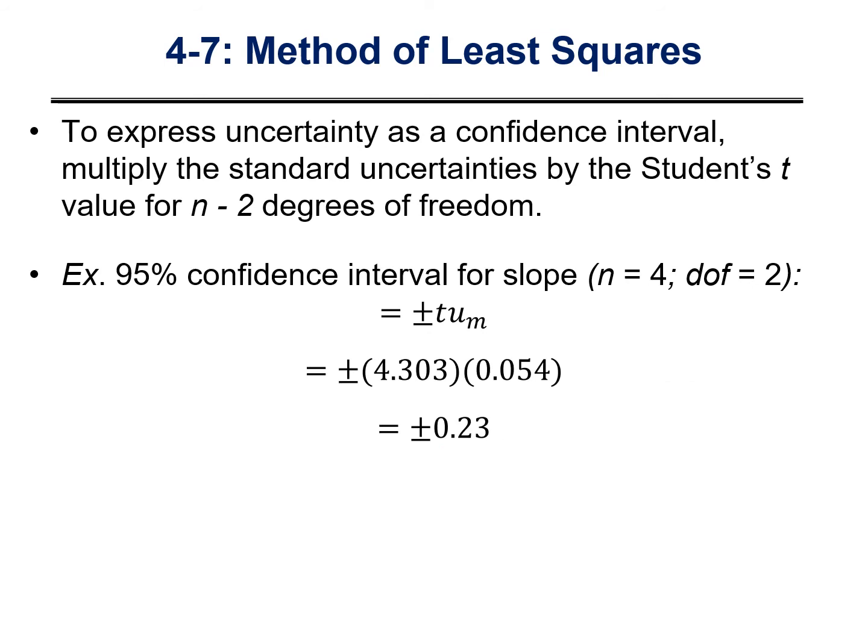Okay. So to express uncertainties as a confidence interval, multiply the standard deviations by the student's t-value for n minus 2 degrees of freedom. So if our n was 4, our degrees of freedom is 2. So we would have to multiply that by our t-value. So this would be our overall uncertainty for everything for the confidence level.